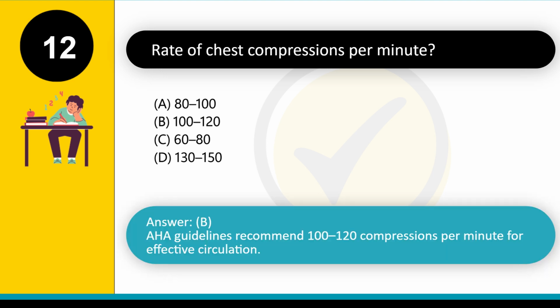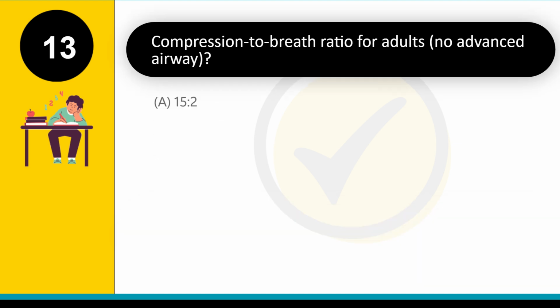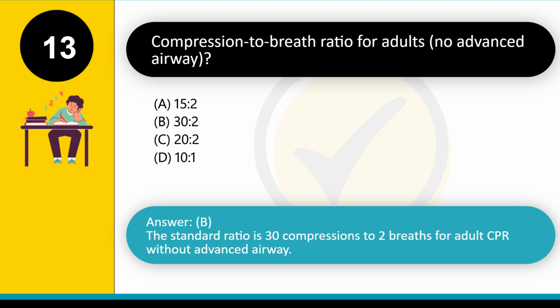AHA guidelines recommend 100 to 120 compressions per minute for effective circulation. Compression to breath ratio for adults, no advanced airway? A. 15:2. B. 30:2. C. 20:2. D. 10:1. Answer, B. The standard ratio is 30 compressions to 2 breaths for adult CPR without advanced airway.